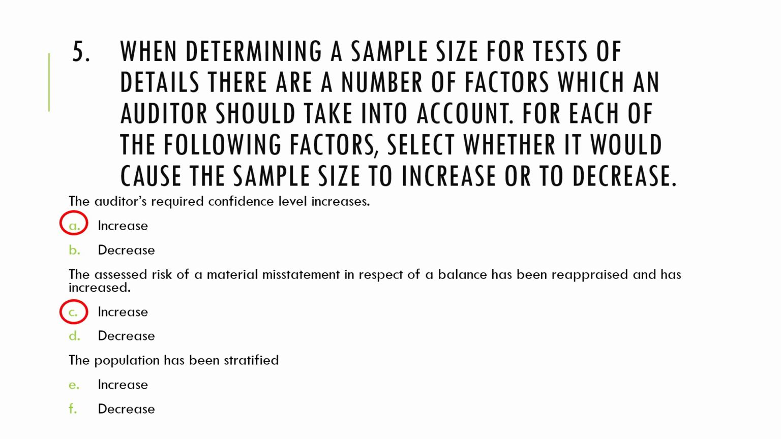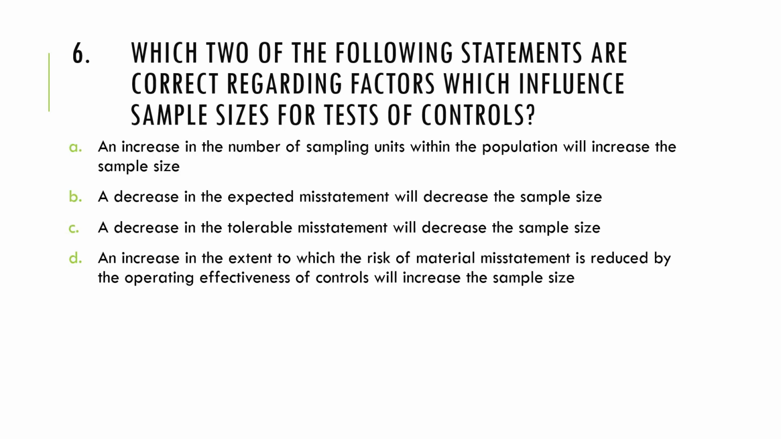And the third item talks about the stratification of the population. Now, the stratification of a population serves to reduce the variability. And once variability has been reduced, then you could already decrease the sample size. Okay, so the answers to number five are A, C, and F. Let's now go on to question number six.